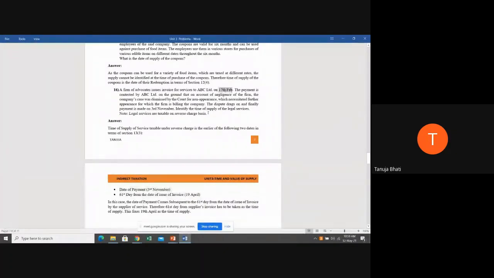Date of issue of invoice is 17th Feb. But the provision says you have to take the 61st day from the date of issue of invoice, which is 19th April. So in this case, the date of payment comes subsequent to the 61st day from the date of issue of invoice by the supplier of service. Therefore, the 61st day from the supplier's invoice has to be taken as the time of supply. So 19th April is your time of supply. So is this particular problem clear?